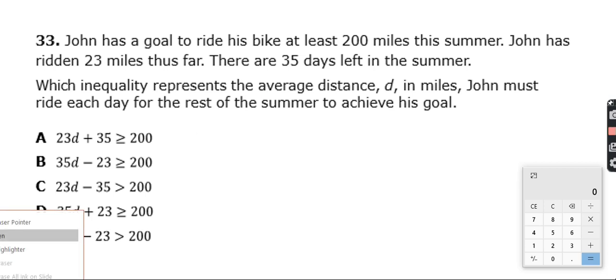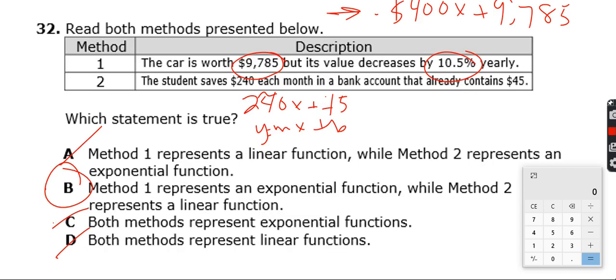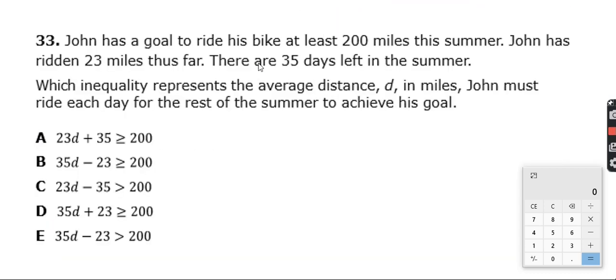200 is going to be the absolute smallest number. So with our inequalities, we're going to open to the largest number and point at the smallest number. So we have an arrow that's going to point at 200.